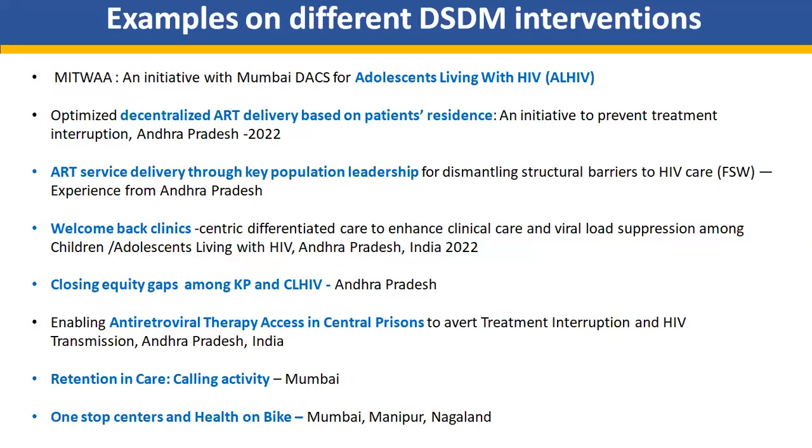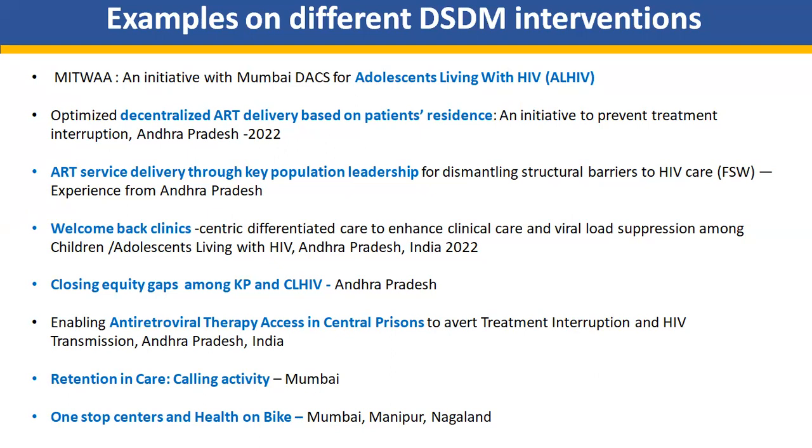Now, examples of different DSDM interventions: we have Mitwa, an initiative with Mumbai DAX for adolescents living with HIV. Decentralized approaches have been done in the states where the prevalence was shooting up, like Andhra Pradesh, Nagaland, Manipur, and the northeastern states. One-stop centers and health on bike, like in Mumbai and Manipur. Nagaland has come to use massive SMS services. They have come in use.